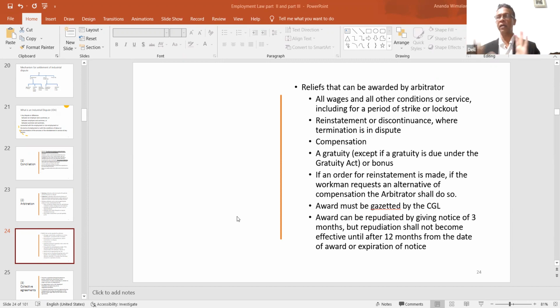In such cases, the arbitrator has some power to determine whether gratuity should be given or not. But if he is entitled to gratuity under the Gratuity Act, the arbitrator does not have that power. That is what I'm saying. If gratuity is covered by the Gratuity Act, the arbitrator does not have that power because it is not a dispute. This law is very clear, right? Next one.